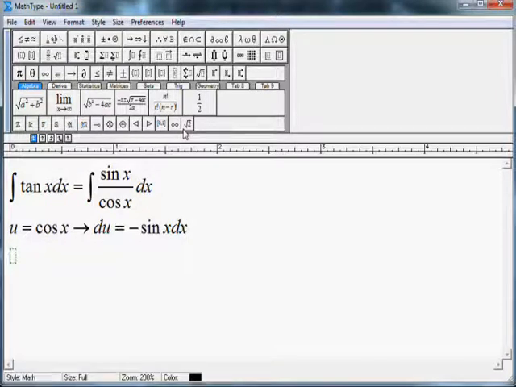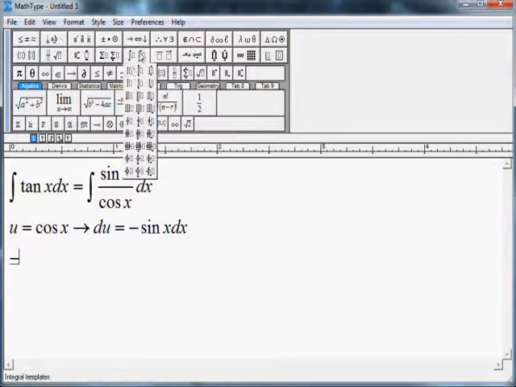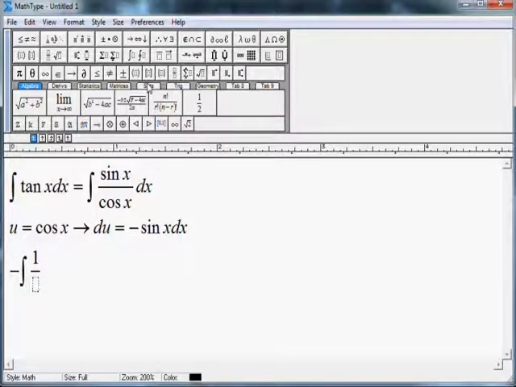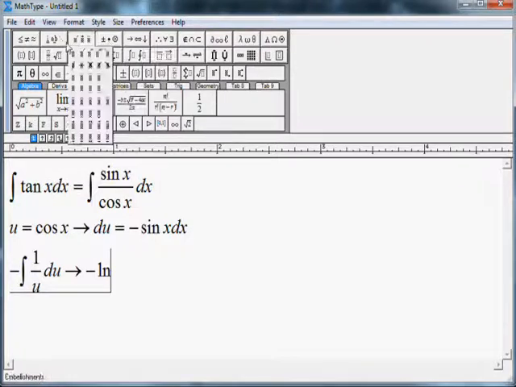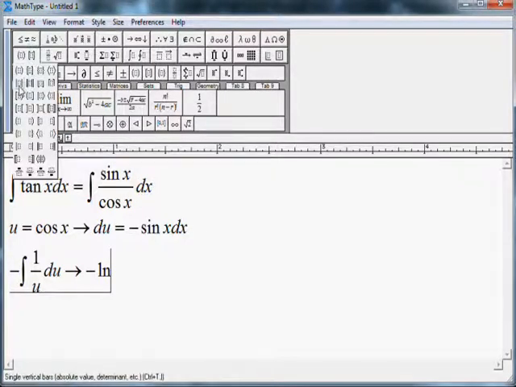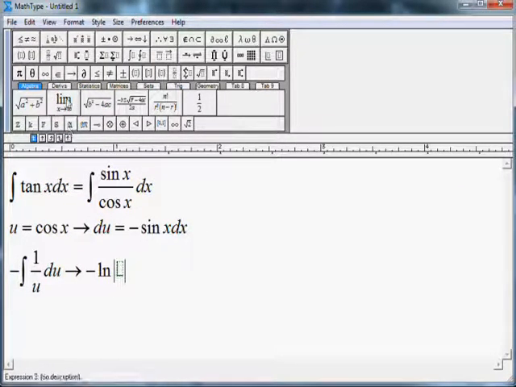So now it's going to be the negative integral of 1 over u du, and that's just going to be negative ln of the absolute value of u, because it has to be absolute value, since ln can't have negative arguments, plus c. I'm just going to copy this so I don't have to redo that absolute value: negative ln of cosine of x plus c.